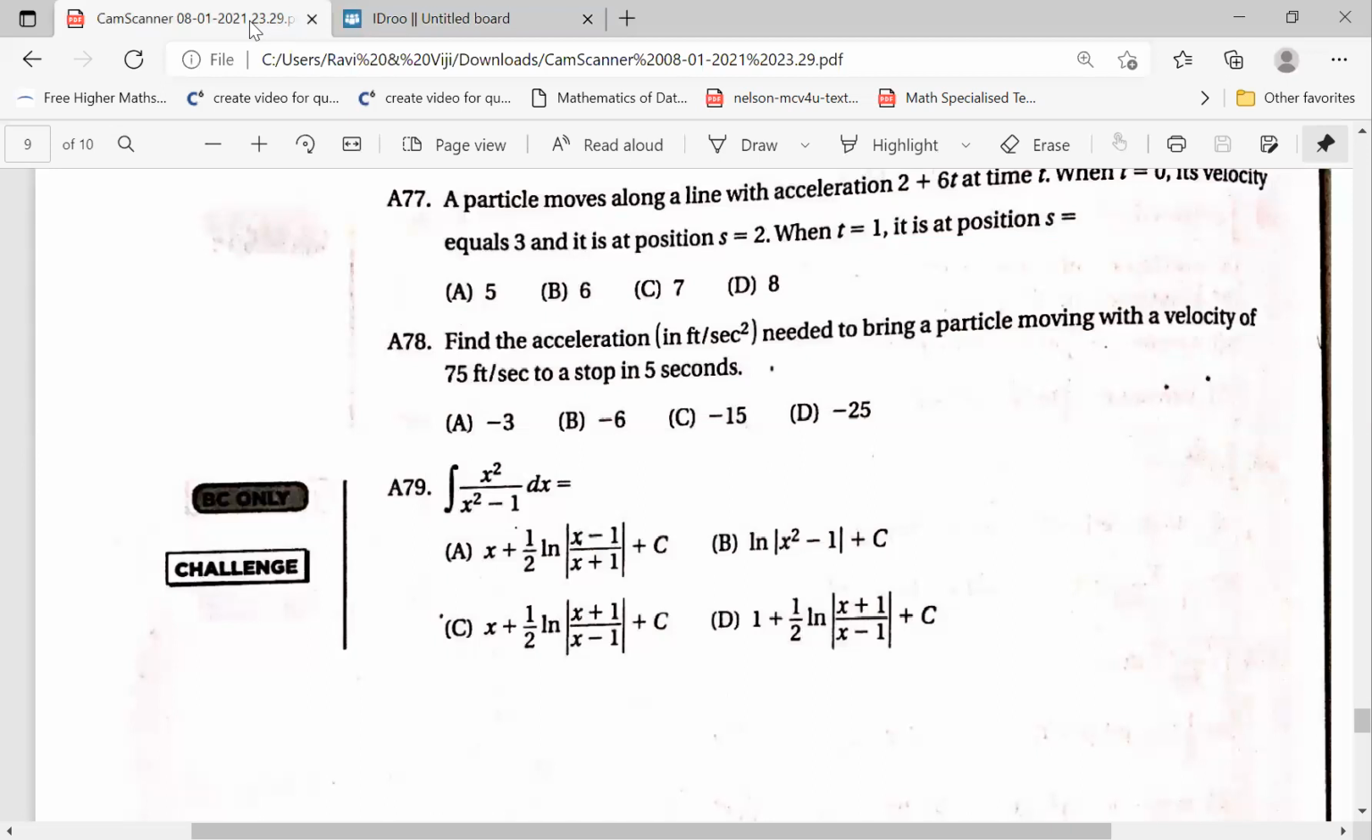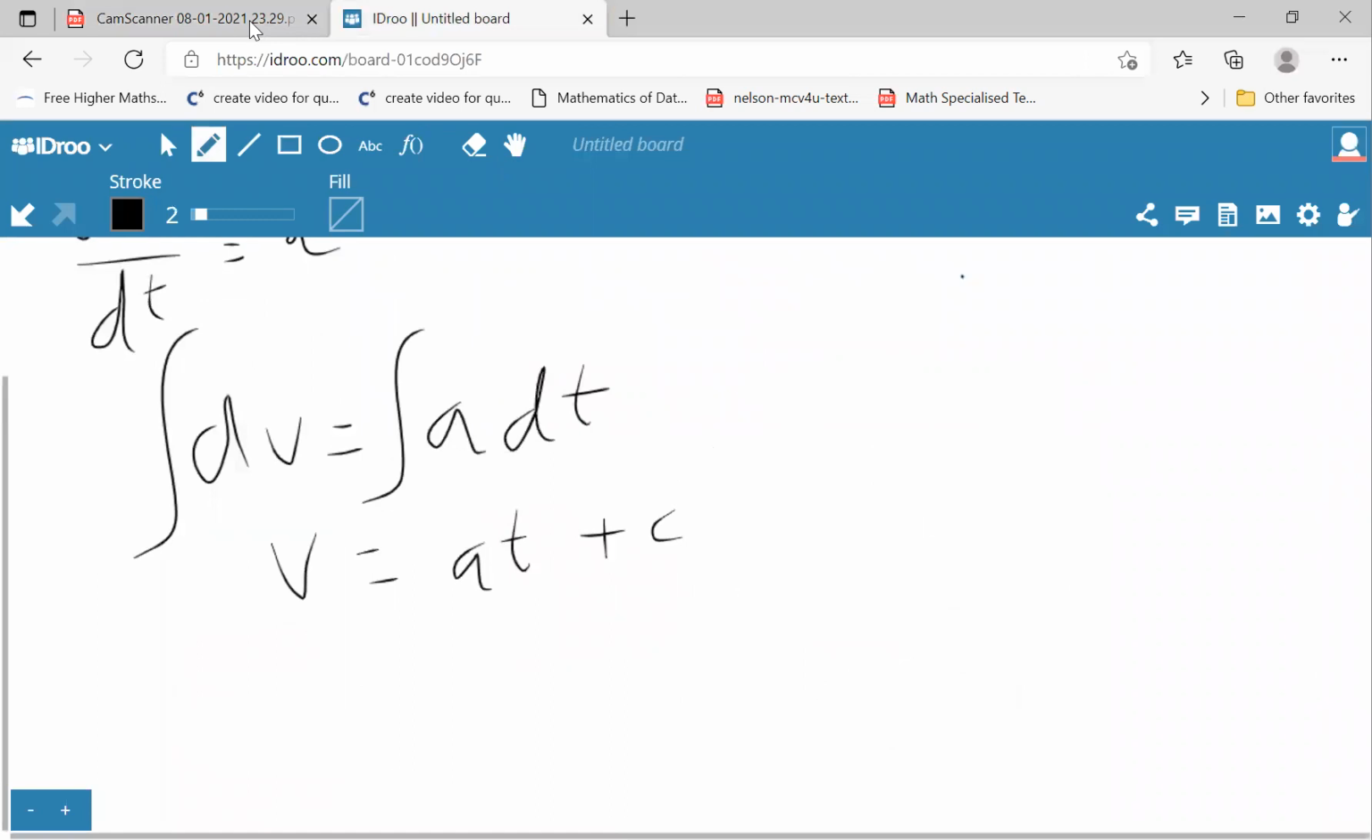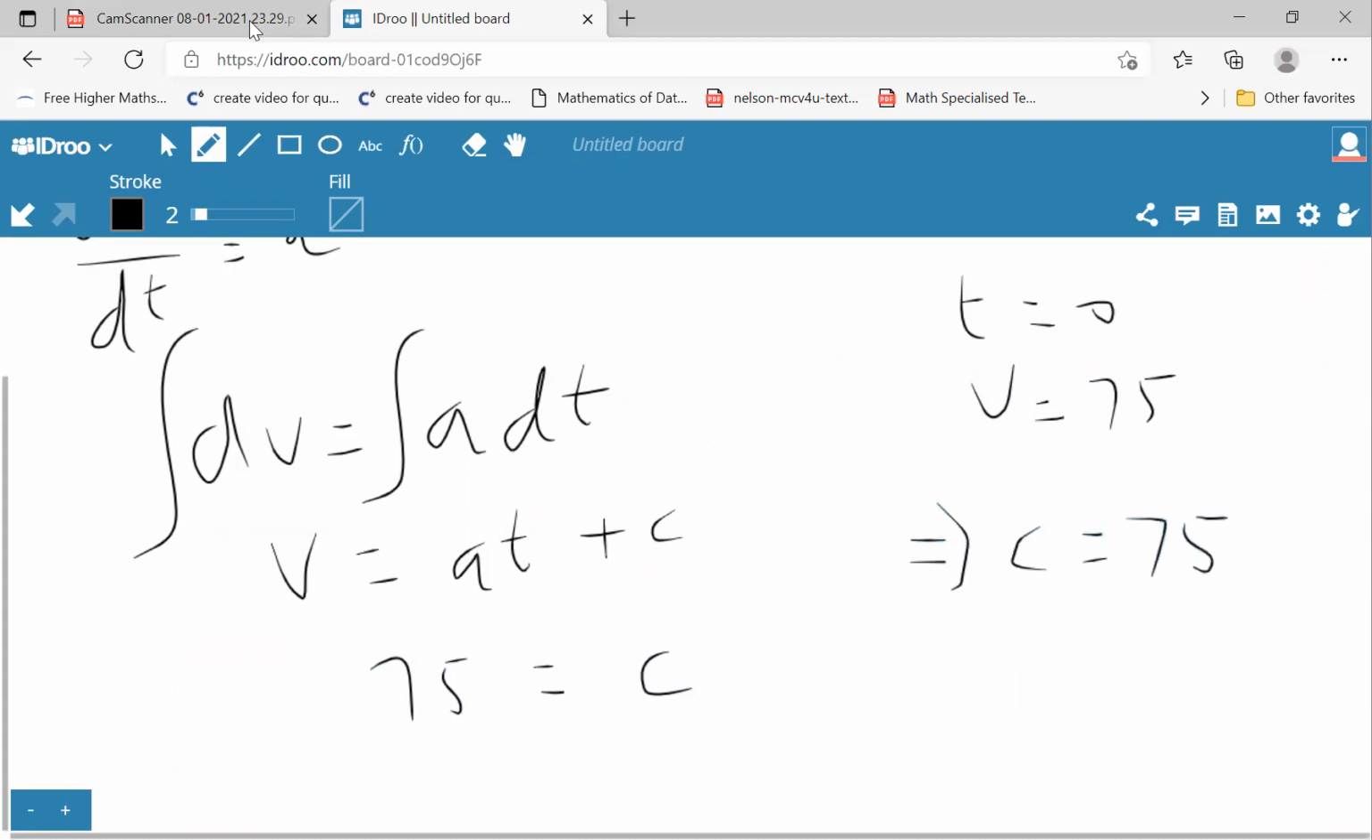The car needs to be stopped. To find the value of c, we take t equal to 0, where v is 75. So when t is equal to 0, v is 75, that gives 75 is equal to c, which implies c is equal to 75. Now we need to find the acceleration.